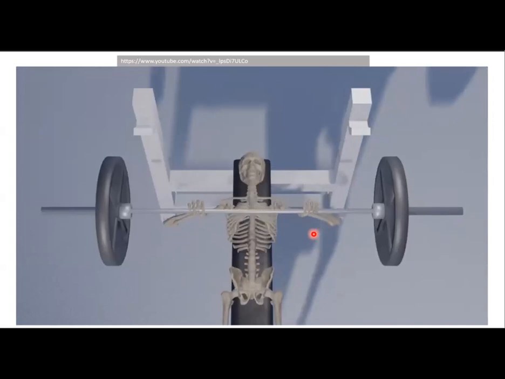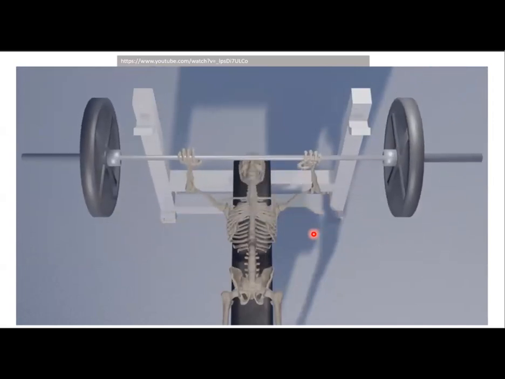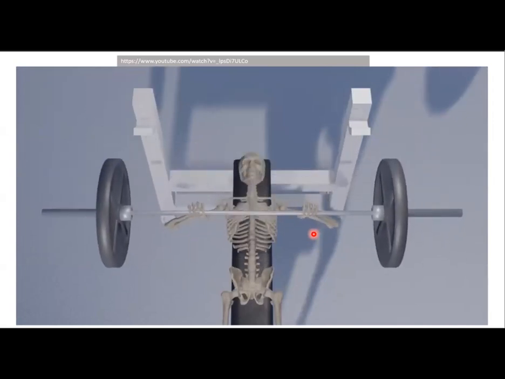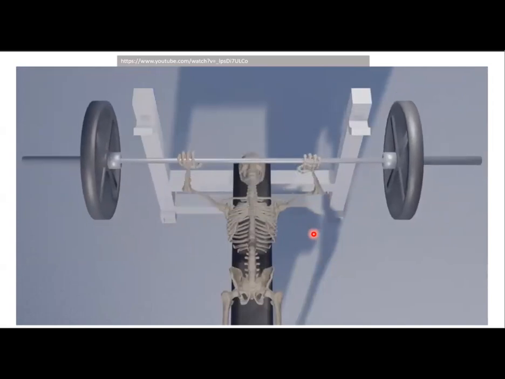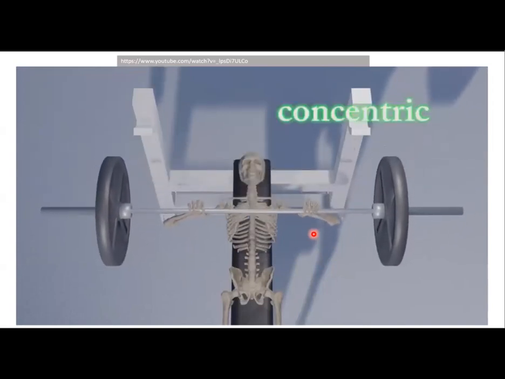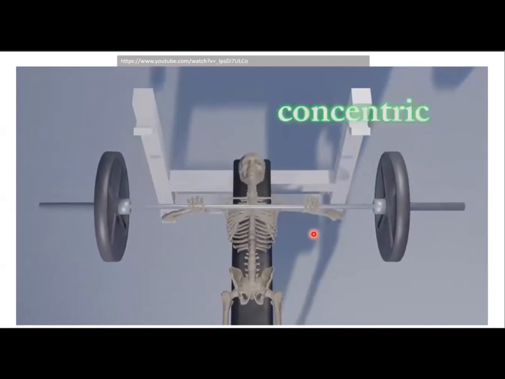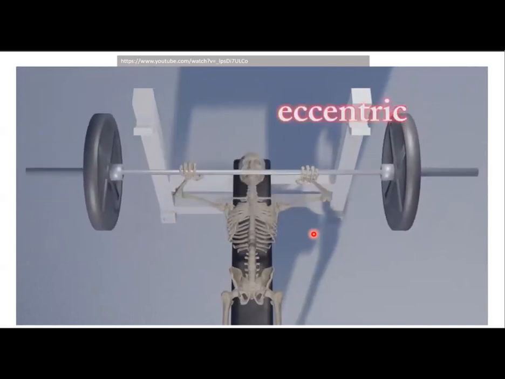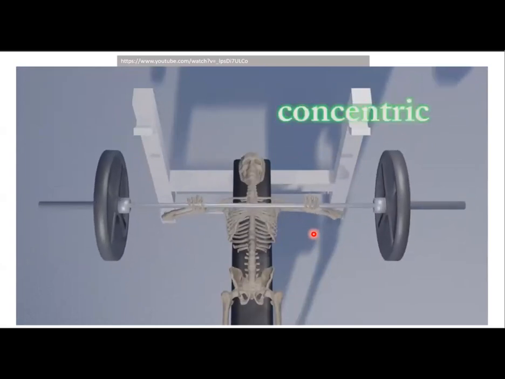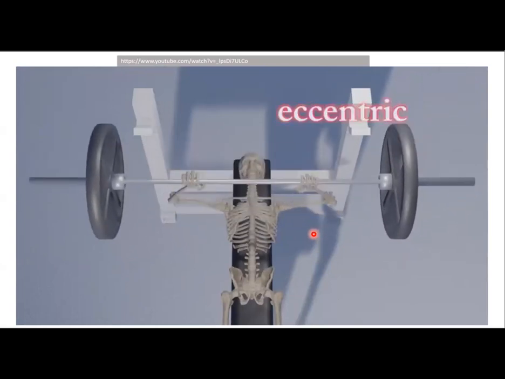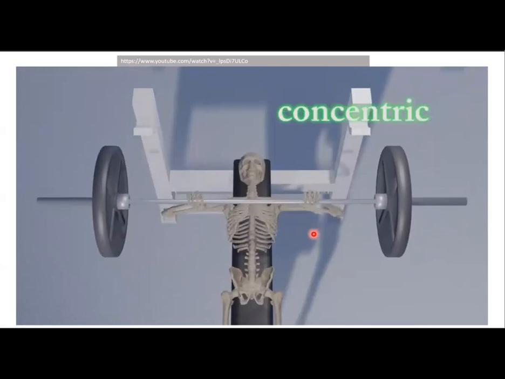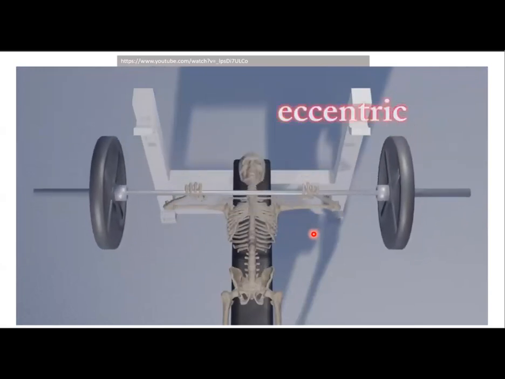While the agonist and synergists are creating enough force to overcome the weight of the barbell, they shorten and push the weight up. This is known as a concentric contraction. As the agonists and synergists relax enough to allow the weight to come down, they lengthen but are still working to prevent the weight from falling too quickly. This is known as an eccentric contraction.